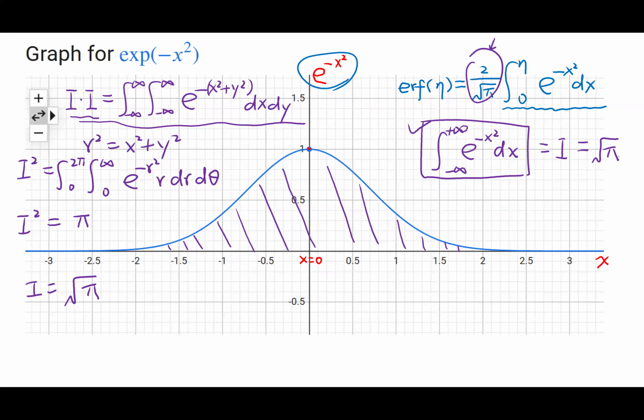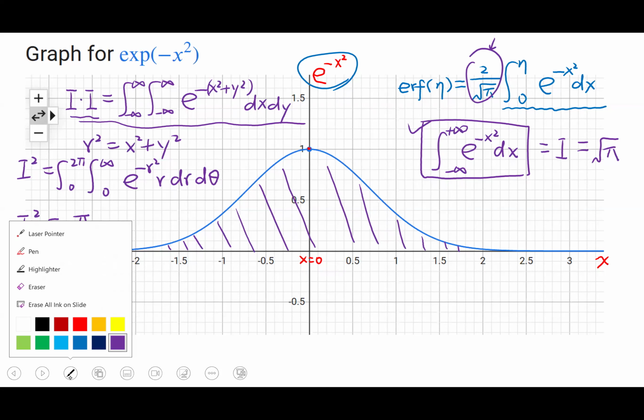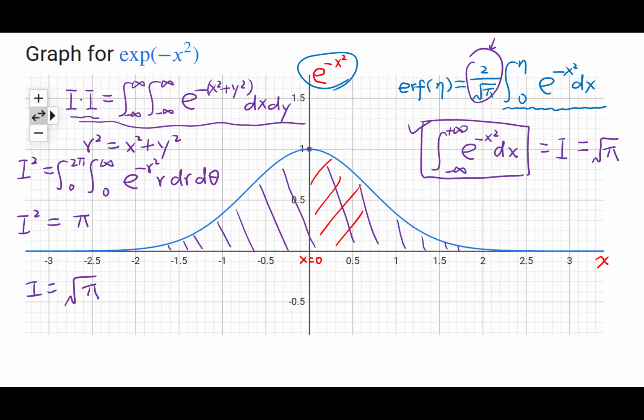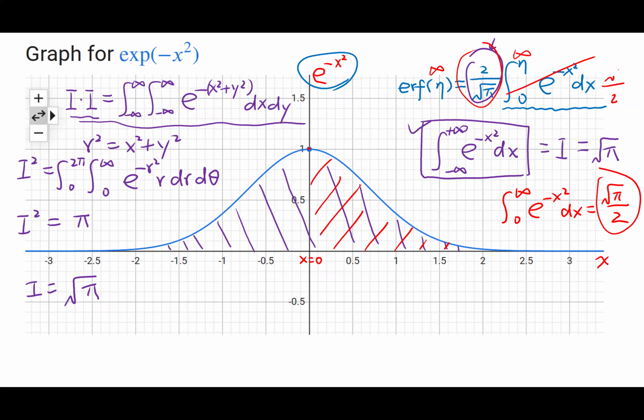Okay, so you integrate from negative infinity to positive infinity. What if you only integrate half of it, basically from 0 to infinity? What you get is half of this number. Now you understand where this number comes from, because they want to make sure that if your eta is infinity, then this thing becomes 2 over square root pi, and then this thing becomes 1.